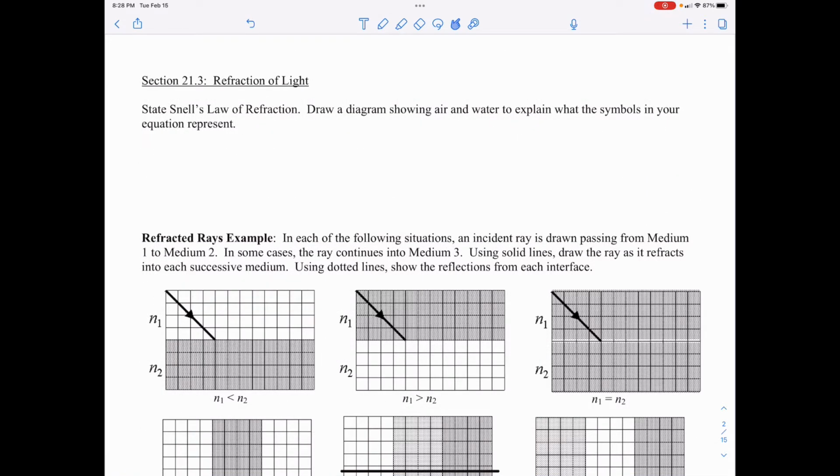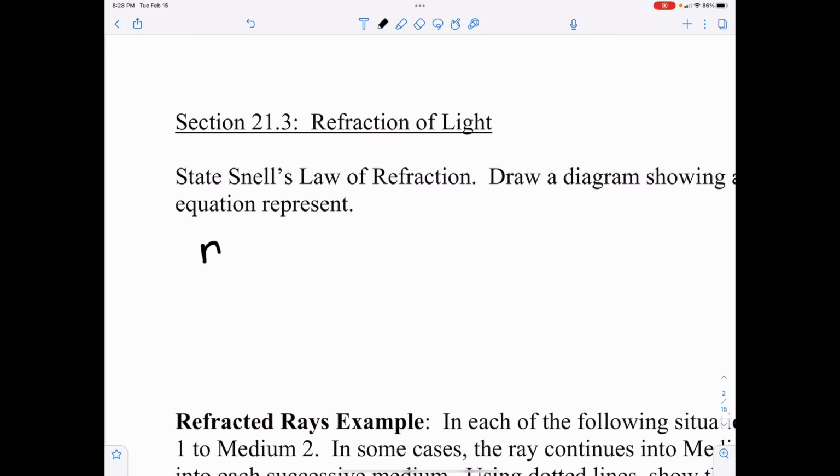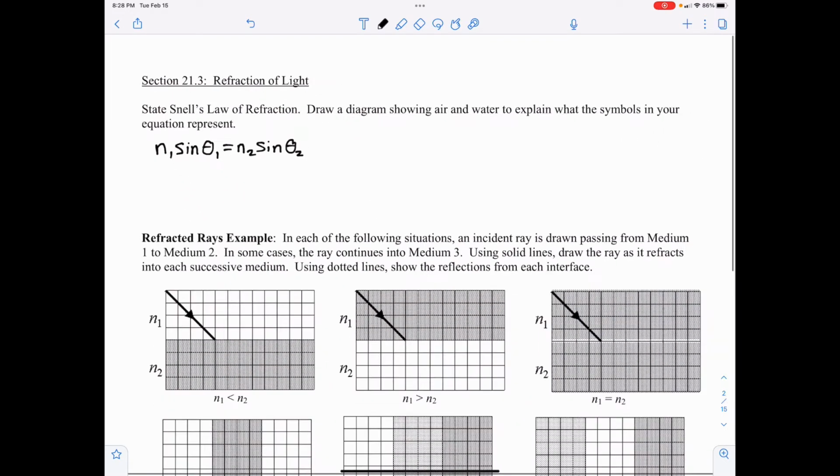Section 21.3, Refraction of Light. State Snell's law of refraction. Draw a diagram showing air and water to explain the symbols in your equation, what they represent. Okay, so Snell's law can be written as N1 times sine of theta 1 is equal to N2 times sine of theta 2.